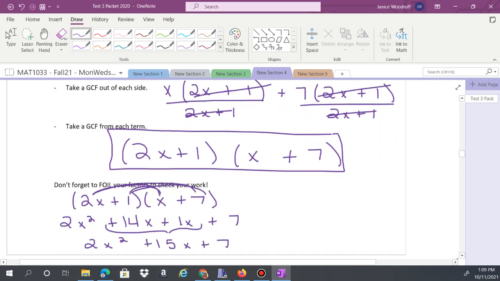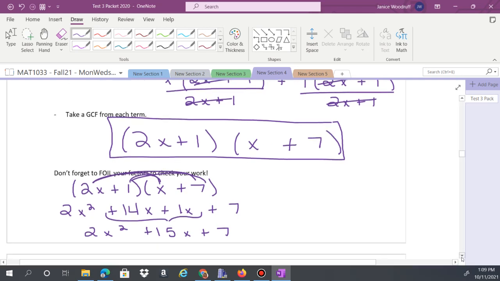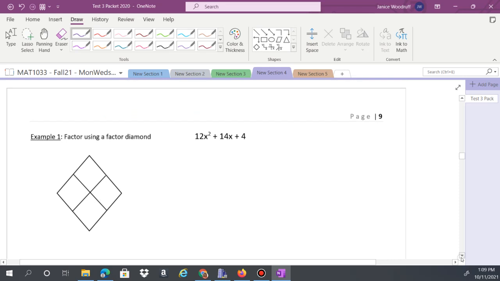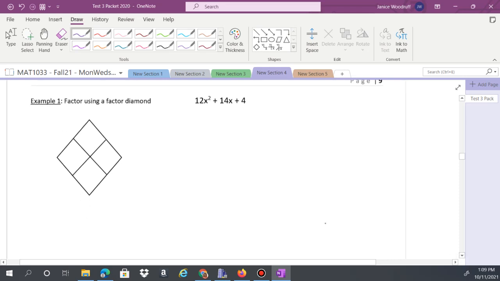Okay, so let's take a look at another example using that method. I have here 12x squared plus 14x plus 4. The first thing I noticed is there is a number in front of x squared, but I also noticed that these are all divisible by 2. So if I can take a GCF out first, I'm going to do that in the very beginning. I'm going to divide each of these by 2.